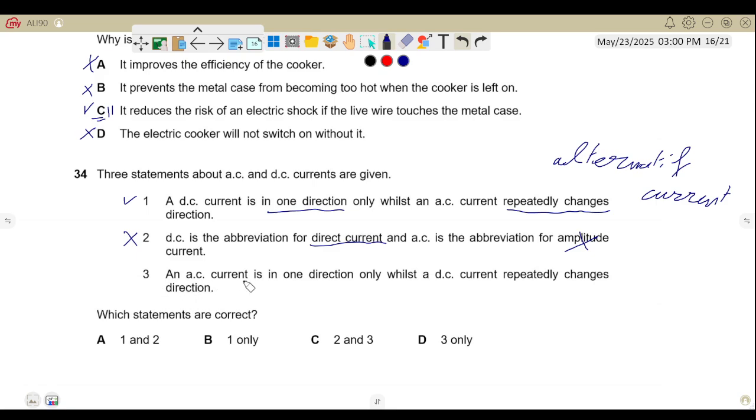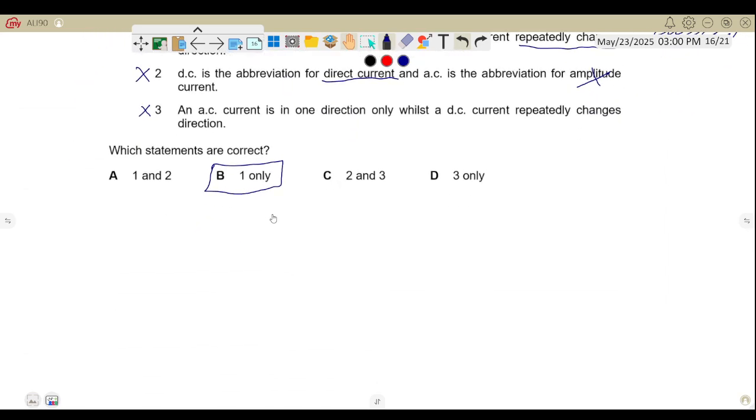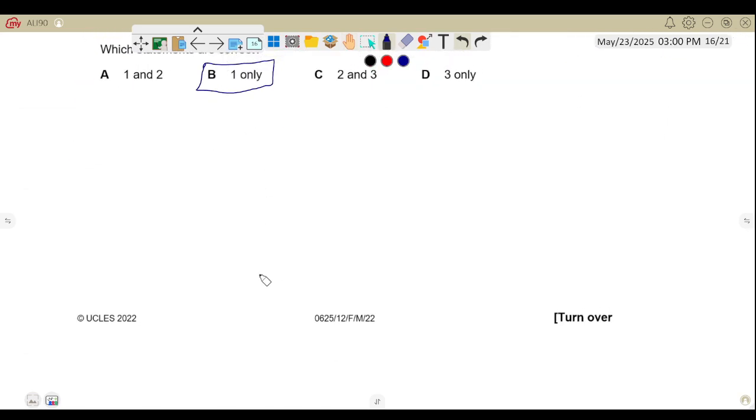For 3, an AC current is in one direction only, whilst the DC current repeatedly changes direction. This is not correct also, because this is the exact opposite of the first one. So the only statement correct here is the first one. That makes B the correct answer for question 34. Now let's move to 35.